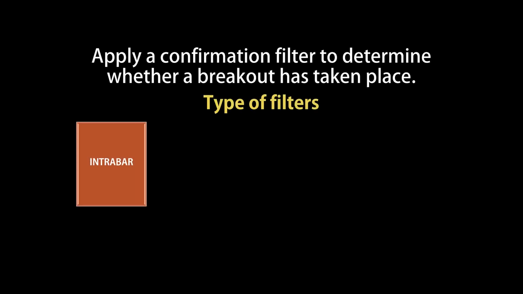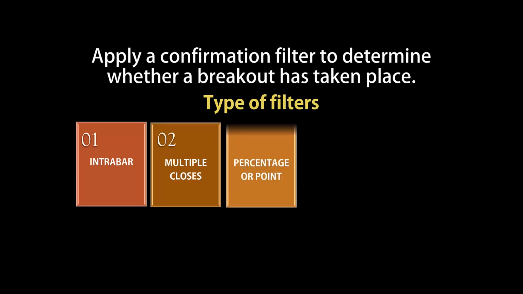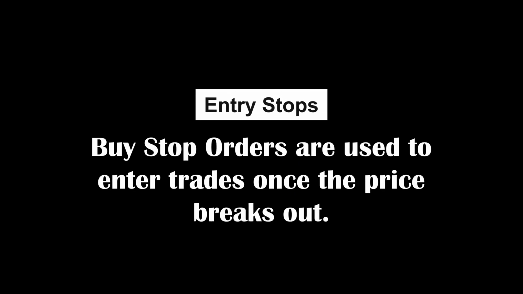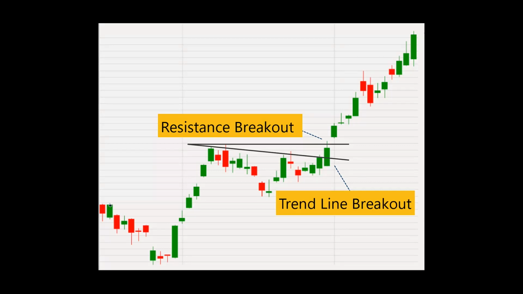Apply a confirmation filter to determine whether a breakout has taken place. Types of filters: intraday, multiple closes, percentage or point, time, money. Entry stops: buy stop orders are used to enter trades once the price breaks out. You can see 2 kinds of breakouts in this picture: resistance breakout and trend line breakout.